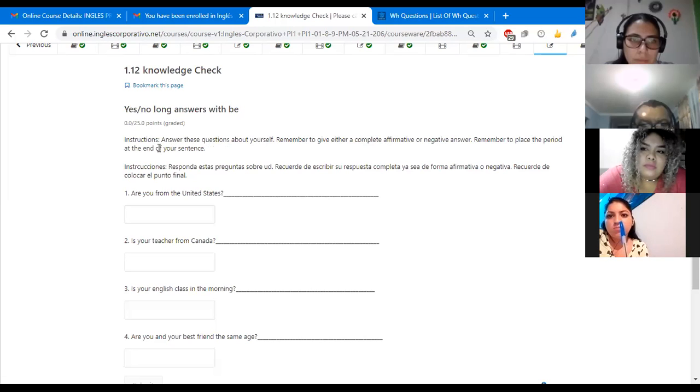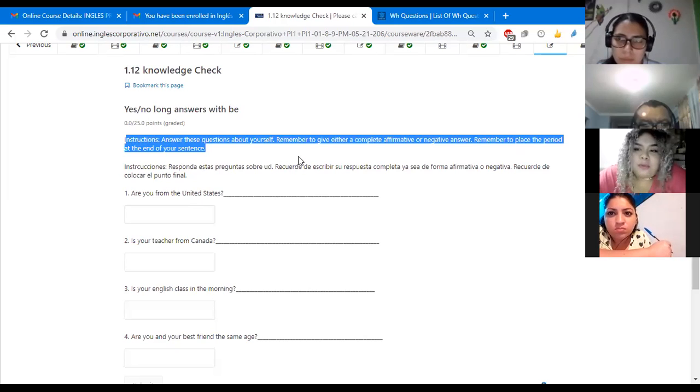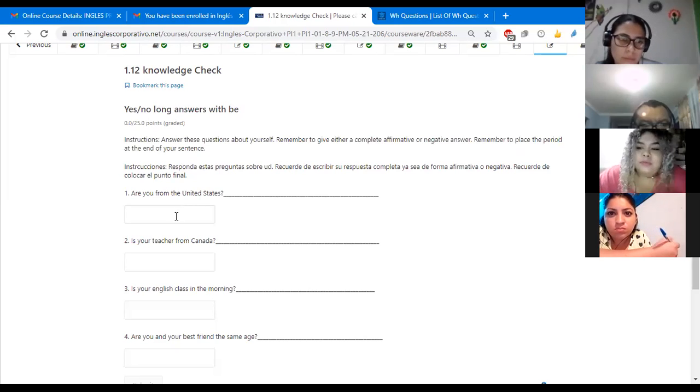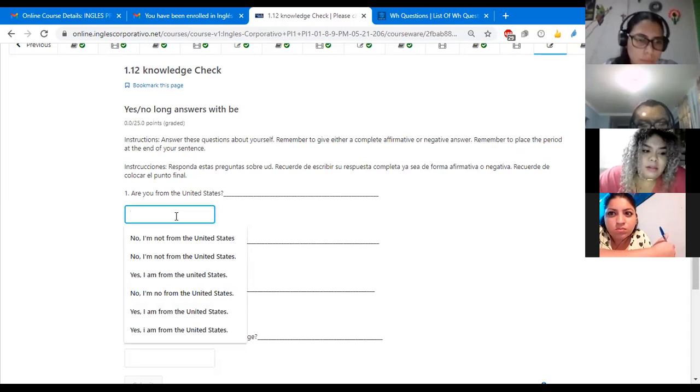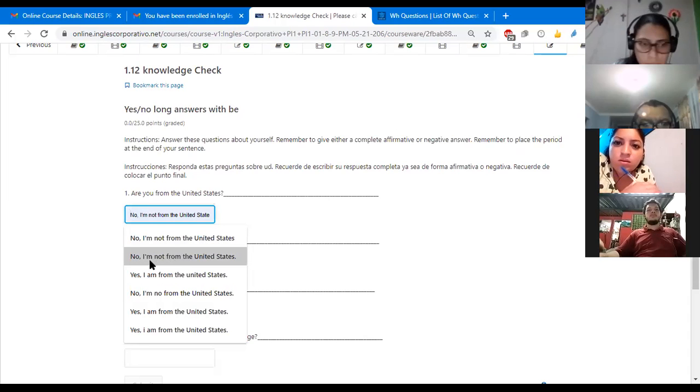Then we say, for example, the instructions: answer these questions about yourself. Remember to give either complete affirmative or negative answers, okay? Remember to place the period at the end of your sentence. Here, in these exercises, it's very important to follow the instructions, okay? So we have, are you from the United States? And then you have to use: No, I'm from the United States. No, I'm not from the United States. Yes, I am from the United States. No, I'm not from the United States. Yes, I am. Which one?